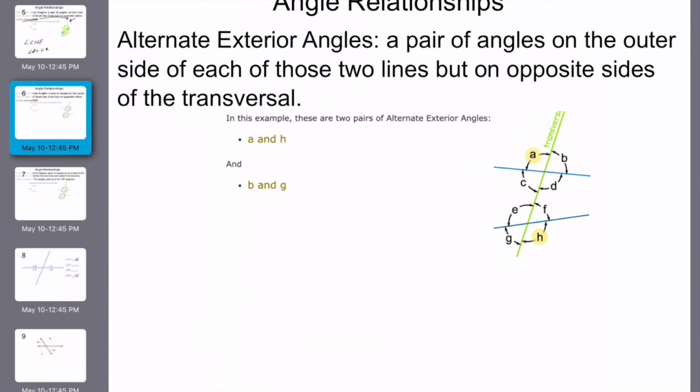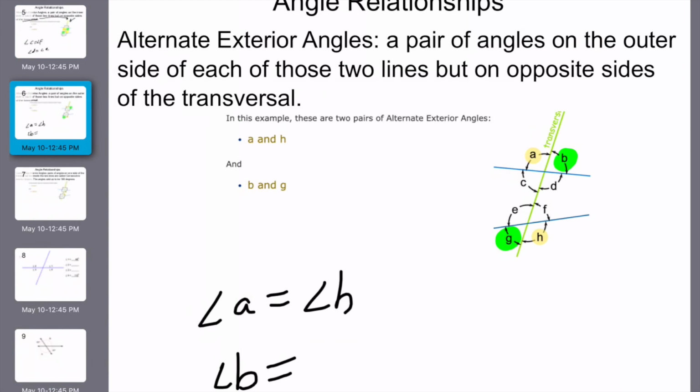There's alternate exterior angles, which is essentially the same thing except on the outside. So it's a pair of angles on the outer side of each of those two lines, but on opposite sides of a transversal. So A and H, so angle A equals angle H. And in fact, if I were to look at some more, I know that angle B, let's make that look more like an H, angle B equals angle G.